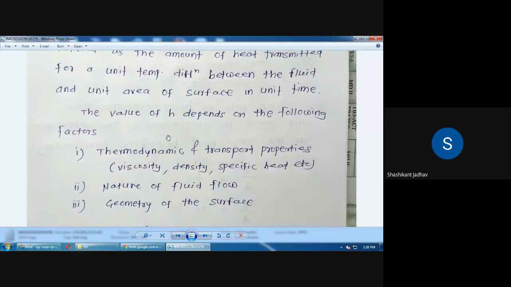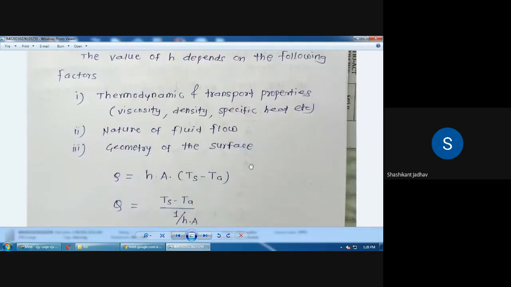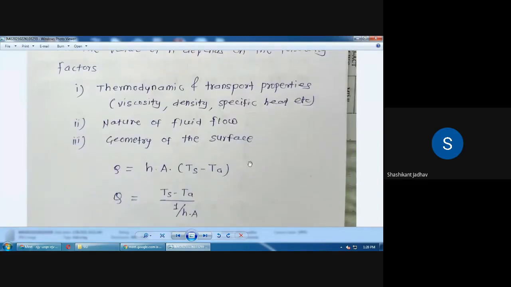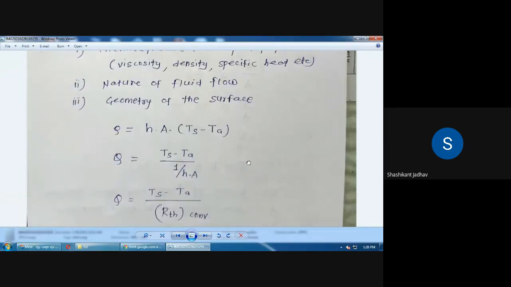So write down geometry of the surface. Okay, geometry of the surface. So these are the three factors on which the heat transfer coefficient depends. Then write down the equation.